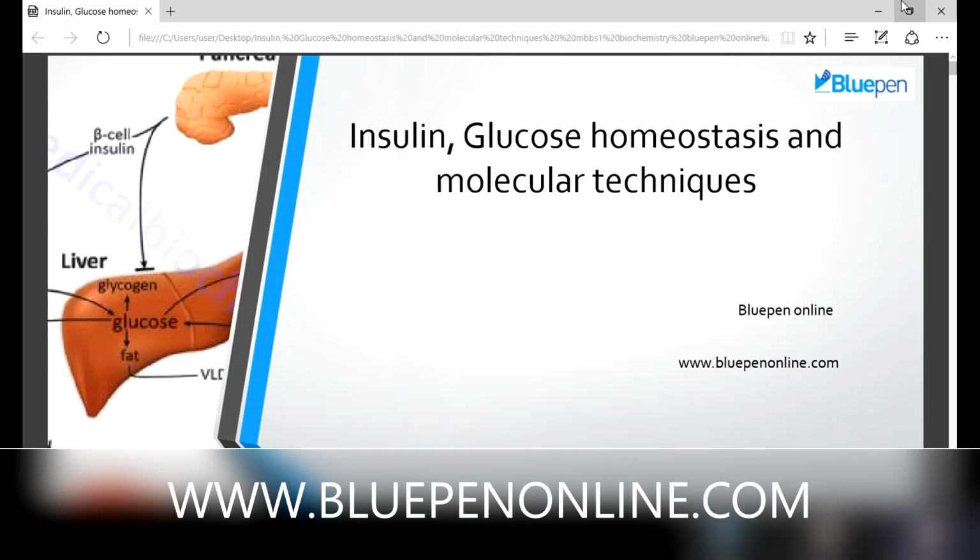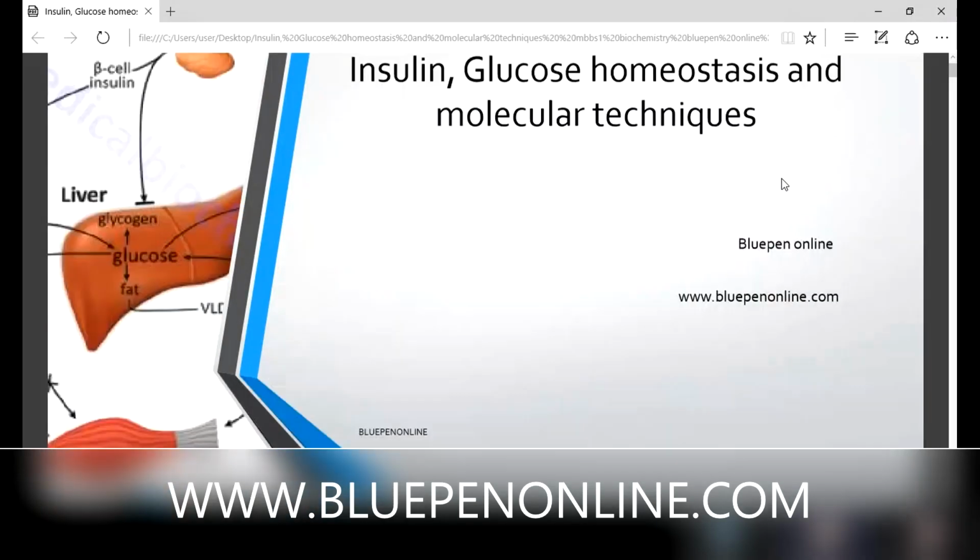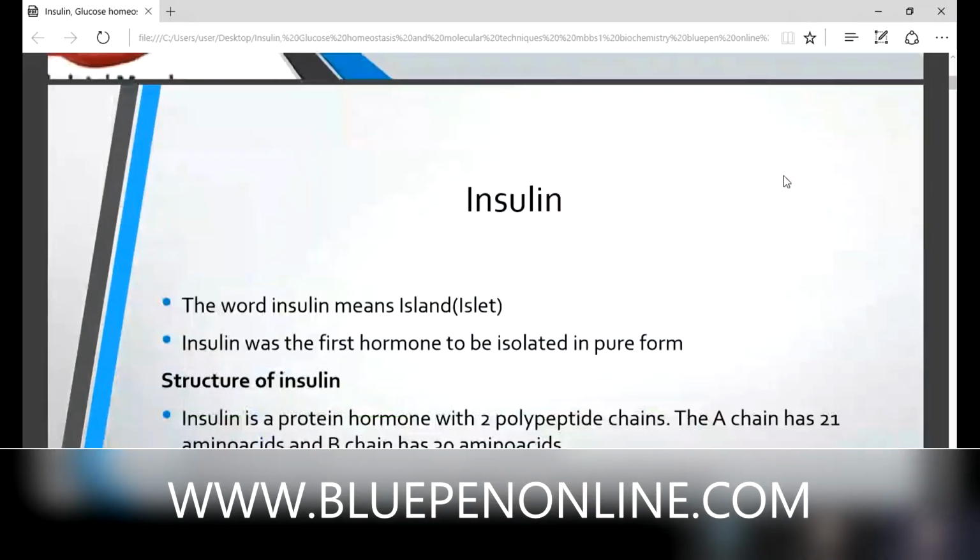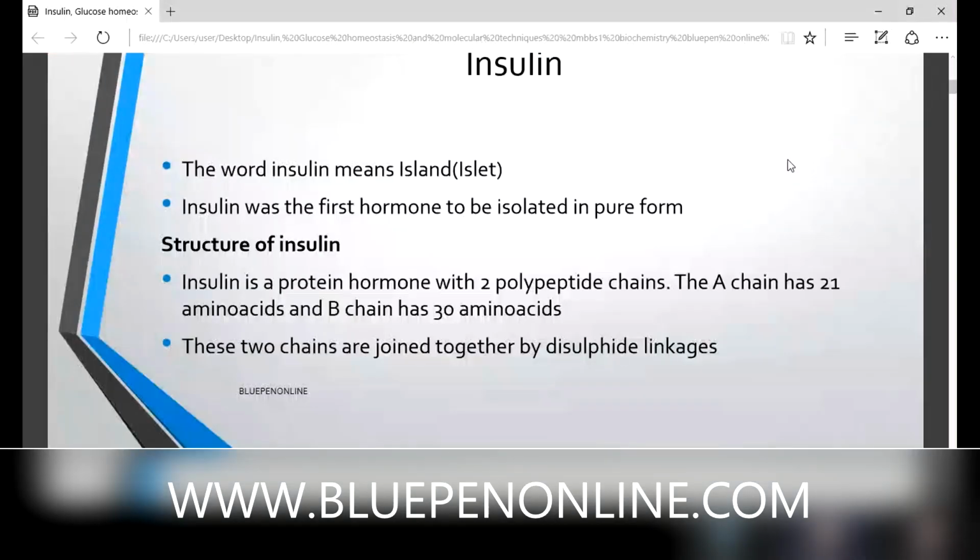Which is the main hormone involved in the regulation of glucose level? Insulin. What is the role of insulin? It maintains the glucose level in our blood. How? Insulin is a hormone. What is your idea about the structure of insulin?